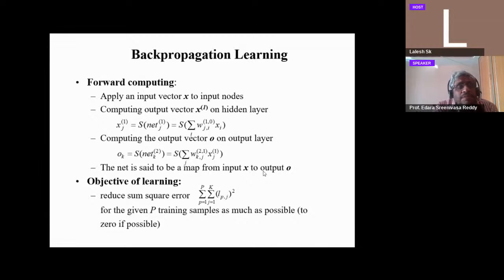Now, the objective of this learning, this training, is to reduce the error. The error is nothing but, as we have seen, the sigma of error square, for the given training samples, as much as possible. If it is possible, we must reduce it to 0. Or if it takes more time, let us reduce the error as much as possible.